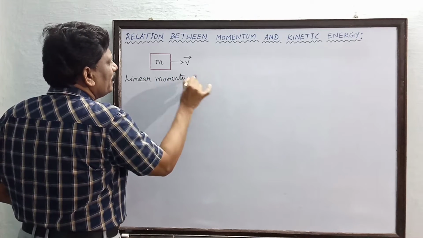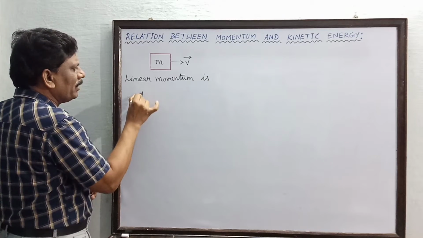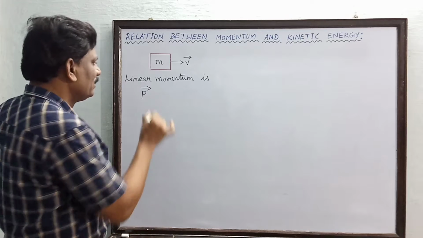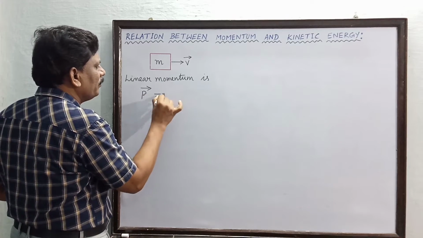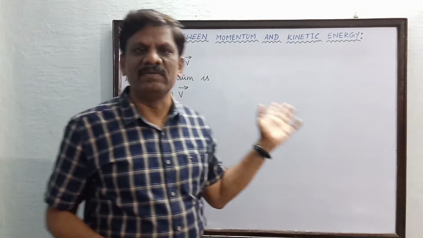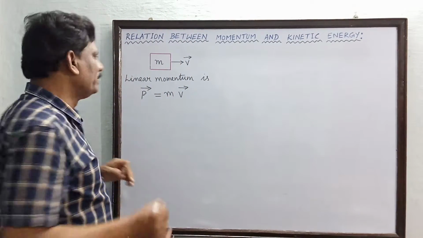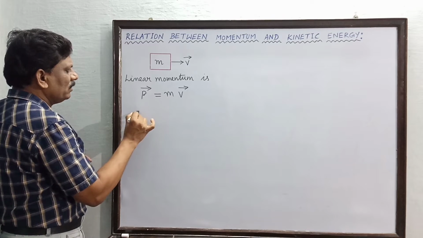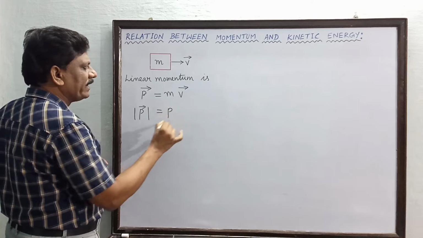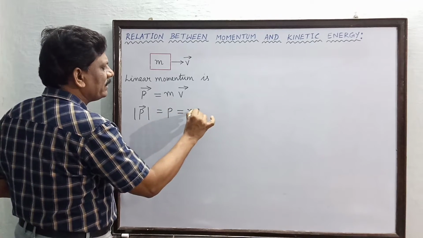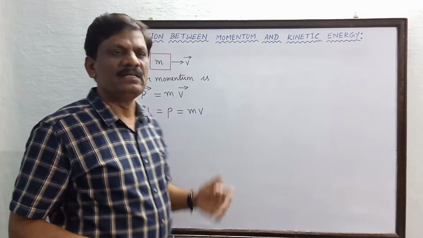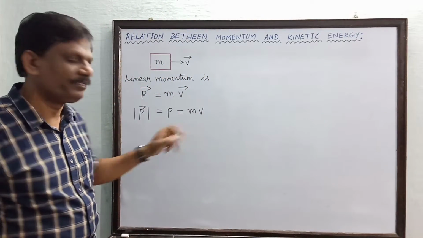Linear momentum is given by the symbol small p, which is a vector. Linear momentum is a vector. So this is equal to mass into linear velocity, in vector form. The same thing I am going to write in the scalar form. So the modulus of this vector is equal to the scalar, that is equal to mass m into v. I have written in both formats, one in vector form, the other in scalar form.